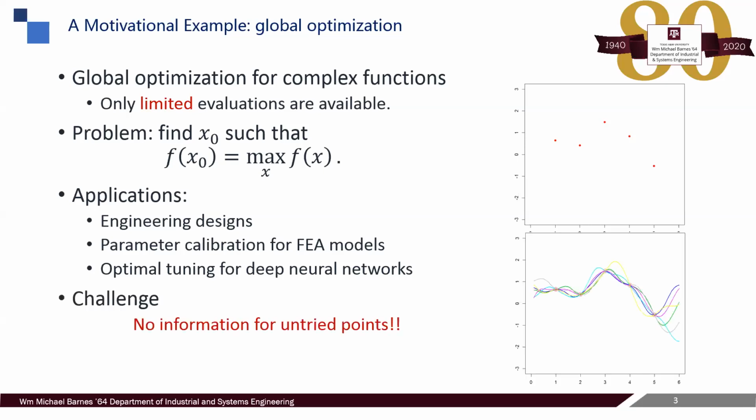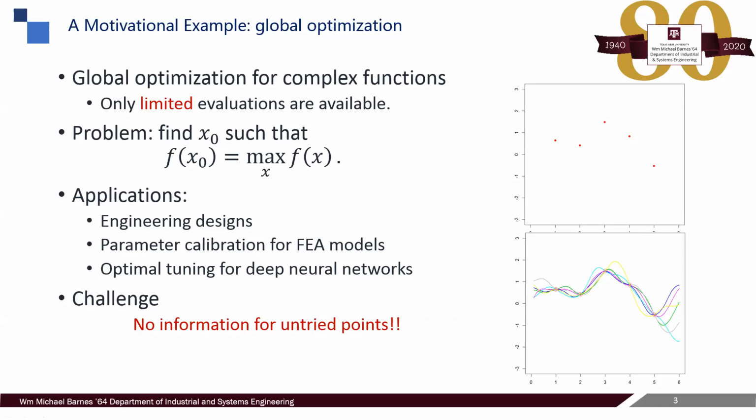So the challenge of this problem is that we don't have any information for the untried point. On the right-hand side, I also give you a figure that indicates multiple different possibilities of the function, which goes through all 5 points. So that means under those 5 points, the function value is fixed. However, for any other point beside those 5 points, we don't know the function value. So there are so many different choices, which gives our basic challenge about how can we identify this maximum point.